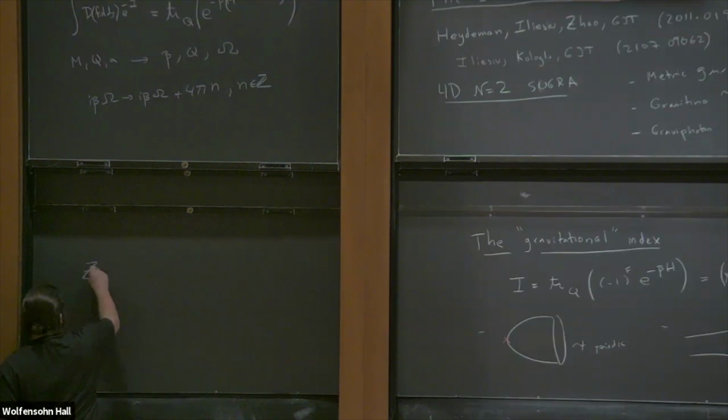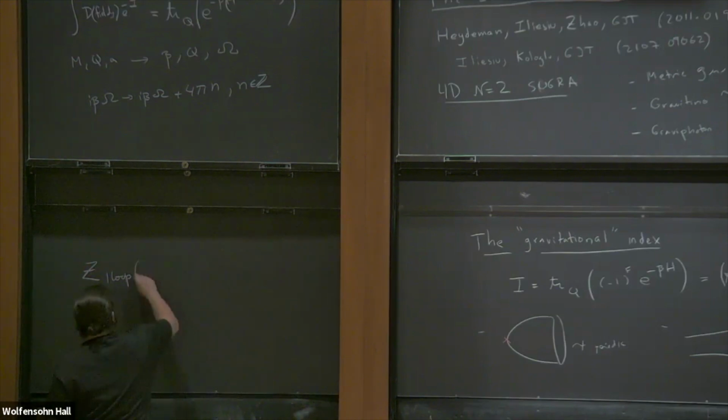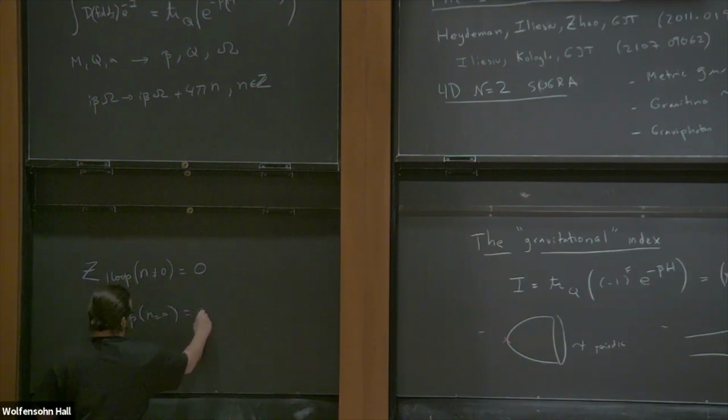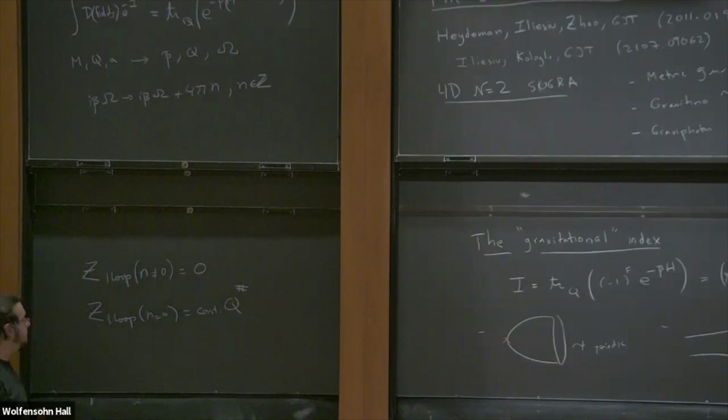And the argument is quite simple: whenever you have a solution that is not supersymmetric, the answer is 0 because of fermion zero modes. So when n is different from 0, this is 0. And one can see that when n is equal to 0, this is some constant times this factor of q to some power that I wrote before. Only the supersymmetric solution contributes.